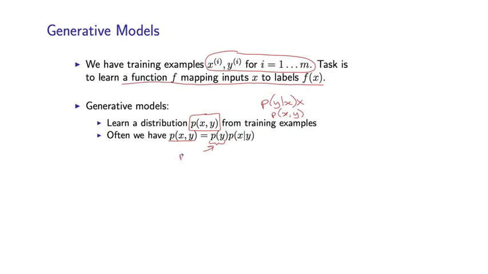P of y is often referred to as a prior. This can be thought of as a measure of the prior likelihood of the label y, how likely y is a priori. And this is a sort of conditional generative model: the conditional probability of x given y, the probability of generating x given that we have y. We'll see soon, and we'll see many times in this course, that it's very natural often to come up with models of this kind of form.